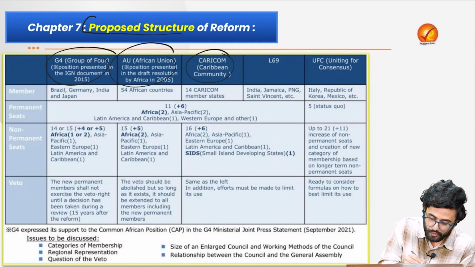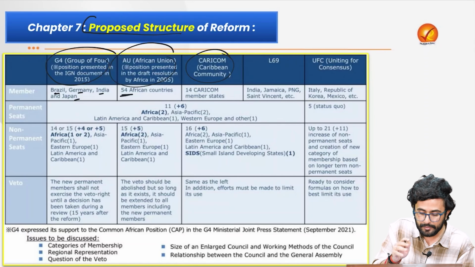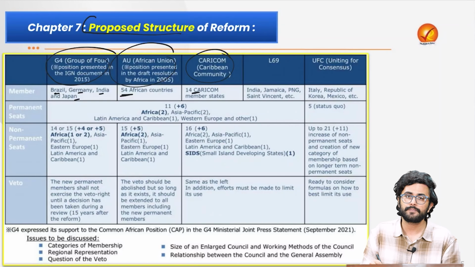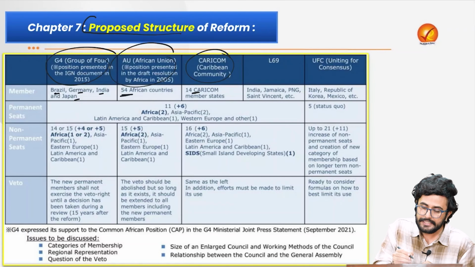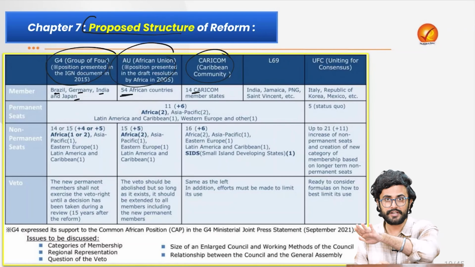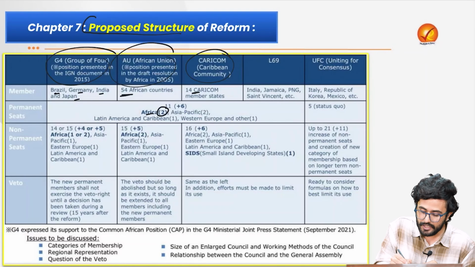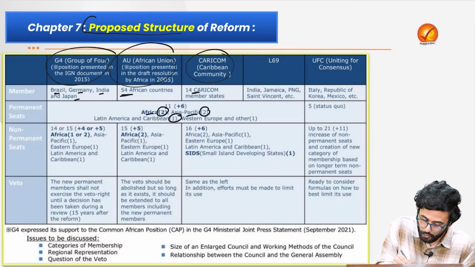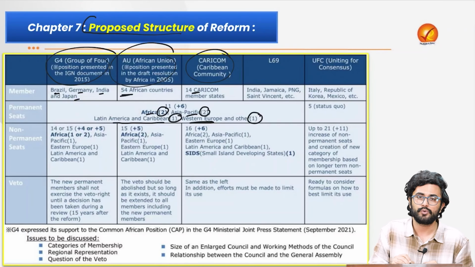Like for example, the G4, which includes Brazil, Germany, India and Japan; the African Union consisting of 54 countries; CARICOM or the Caribbean Community, which consists of 14 members. All of them basically call for what? For an increase of at least 6 seats in the permanent seats of the United Nations Security Council. The 6 seats from which 2 will come from Africa, 2 from Asia Pacific, 1 which will belong to Latin America and Caribbean, and 1 which will belong to Western Europe.